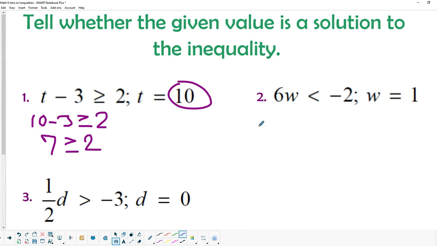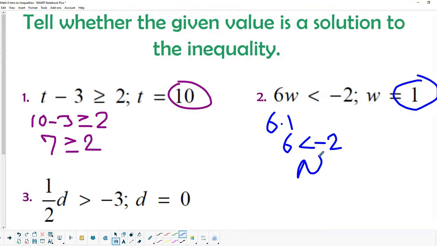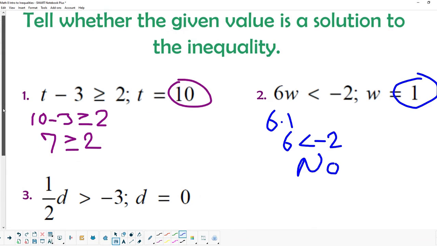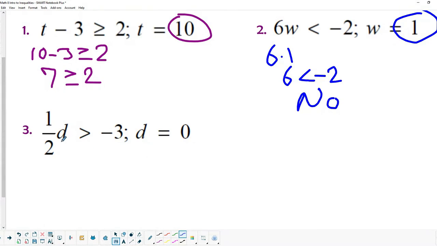All right, let's try this one over here. 6w is less than negative 2, so if w is 1, 6 times 1 would be 6, and we're asking, is 6 less than negative 2? And the answer to that question is no, so 1 would not be a solution to this inequality.